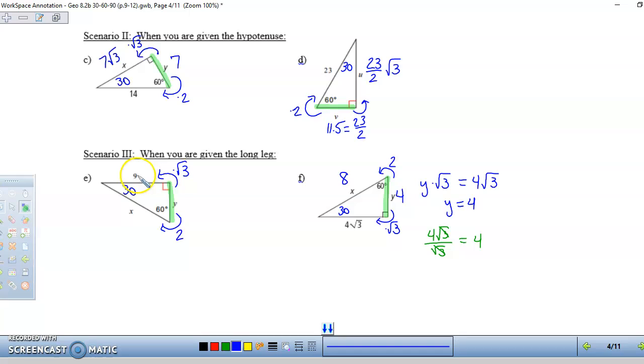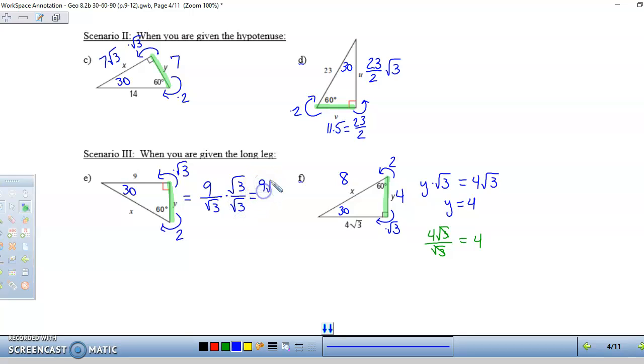Starting from the long leg, because I have a 9 there, what you're going to do is 9 divided by root 3, and that's equal to y. Now, as we've talked about, you can't have a root 3 in the denominator as a simplified form. So now we have to rationalize. That's why this makes it the most difficult version.